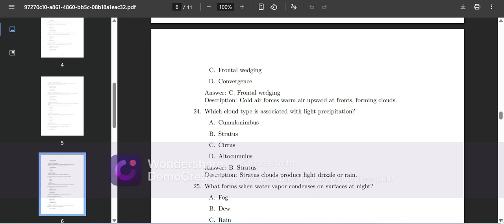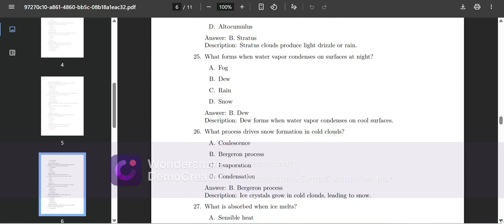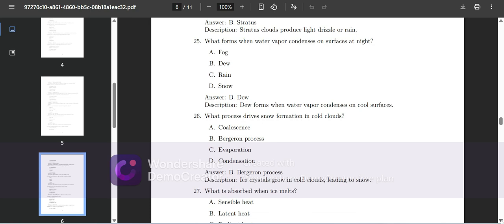Which cloud type is associated with light precipitation? Stratus clouds produce light drizzle or rain. What forms when water vapor condenses on surfaces at night? Dew. Dew forms when water vapor condenses on a cool surface.